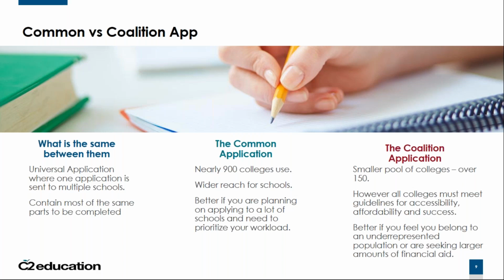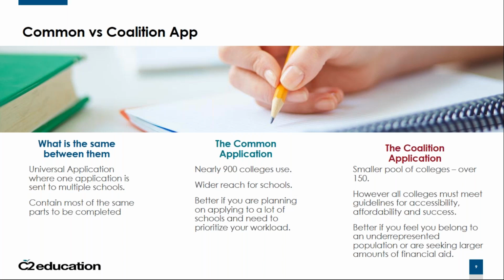Now, the Coalition app is a smaller group of colleges. There's a little bit over 150. However, the big thing about the Coalition app is it's named for a coalition for accessibility and affordability. So the colleges have to meet at least 2 of the 3 guidelines that the coalition sets for accessibility, affordability, and success.